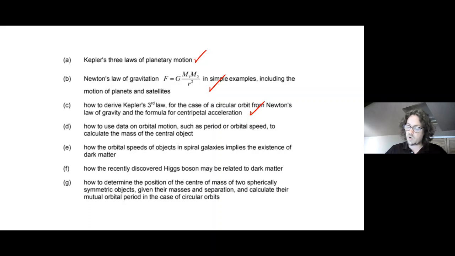So how to use data on orbital motion, such as period or orbital speed, to calculate the mass of a central object. We're also going to look at how the orbital speeds of objects in spiral galaxies imply the existence of dark matter, and how the recently discovered Higgs boson may be related to dark matter. So we've got a bit to cover there.